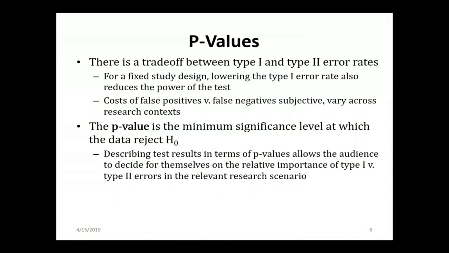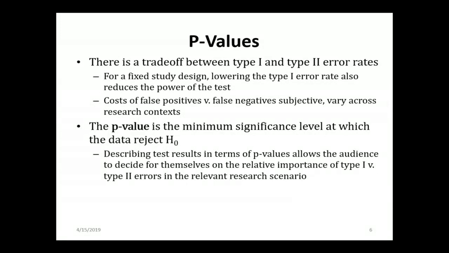And so what we often do is we instead present the p-value, which is a way of being agnostic about this trade-off. The p-value tells you the minimum significance level at which you do, in fact, reject the null. And the nice thing about that is that you're not taking a stand on what is an appropriate type 1 or type 2 error rate. You're just saying, this tells me for any given type 1 error rate whether I do or do not reject.